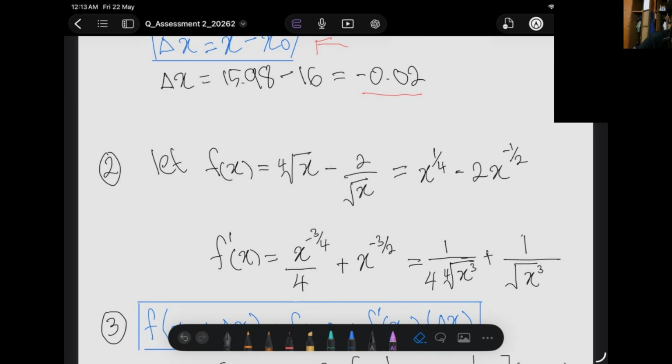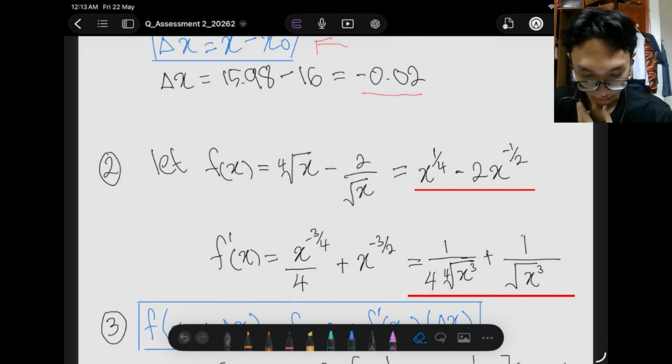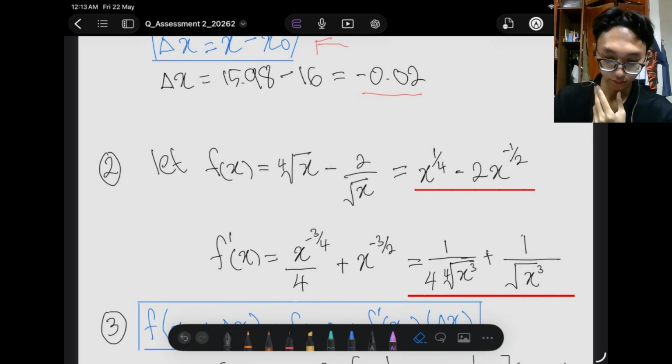We let the function of x equal 4 root x minus 2 over square root x. And then we are going to find the derivative of f(x). We use this form because it's easier to apply the power rule to find the derivative of f(x), and then change it into this form for easier plugging in of the values later.